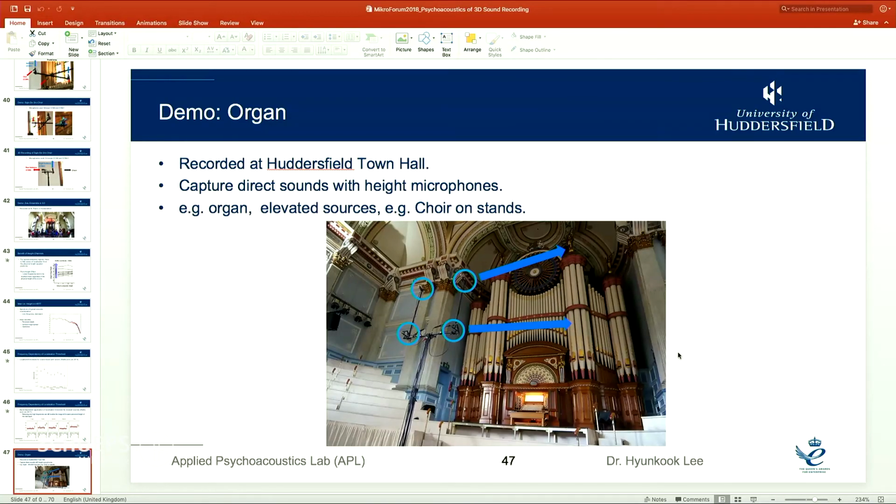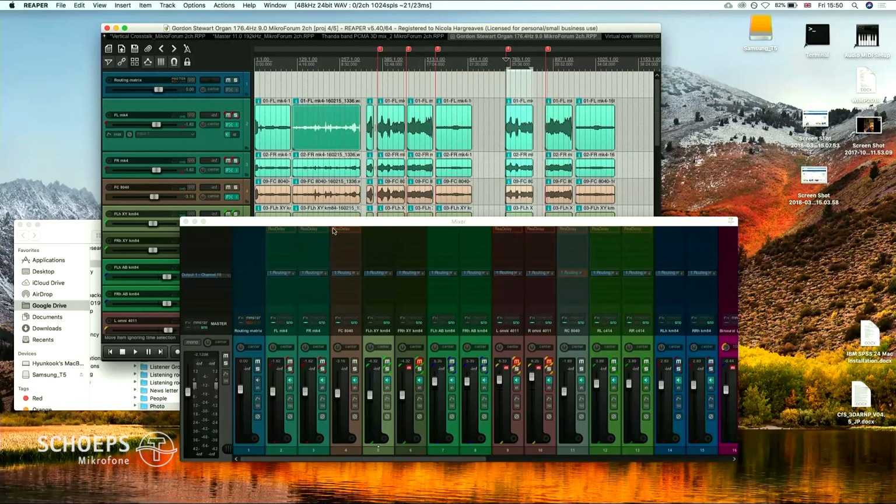Okay, I'll play another recording. This is an organ recording made in Huddersfield Town Hall. We have this massive, really impressive sounding organ. This organ was captured using a microphone array, but the concept was to capture the height of the organ. So it was not about separation between source and ambience. Both the main and height microphone arrays were pointing towards the source, the organ. I'll just play this briefly. Again, I'm not sure how it's going to sound, but I'll just play.